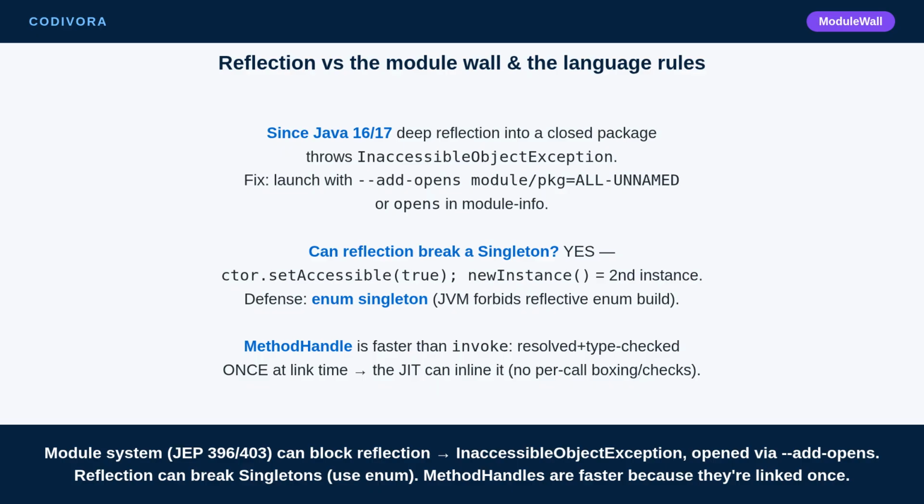And why are method handles faster than reflective invoke? Plain invoke boxes the arguments and rechecks access on every single call. A method handle is resolved and type checked just once at link time, so the JIT can inline it like a direct call. Pay the cost once, not every call.